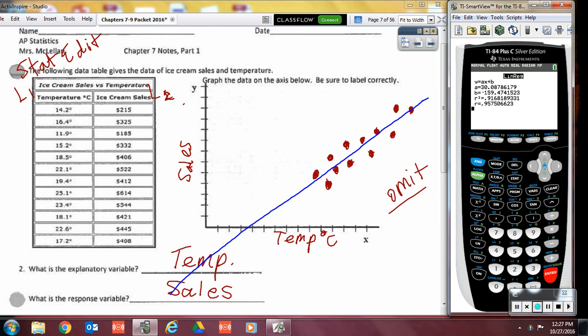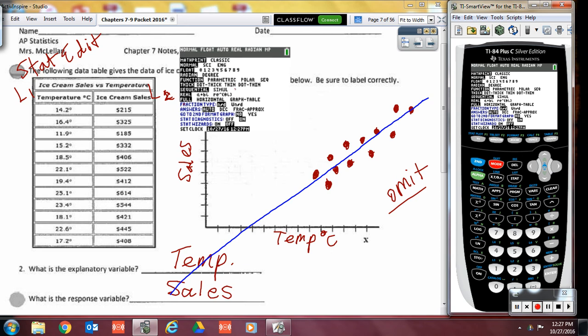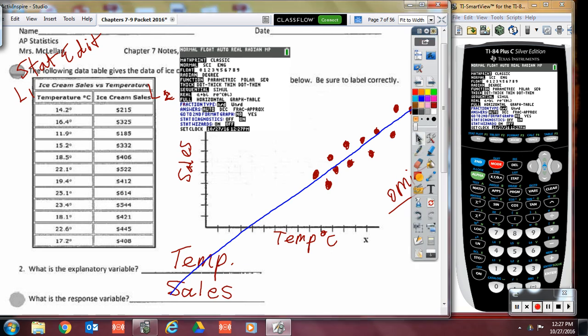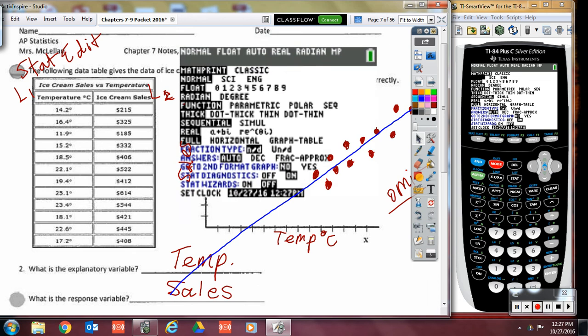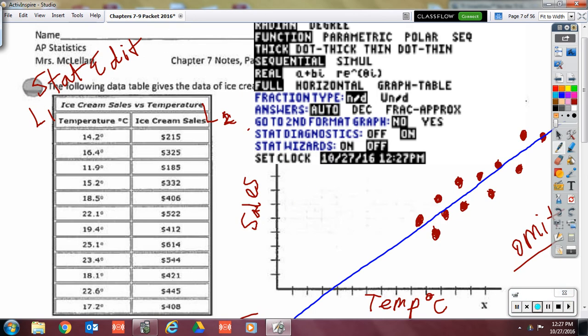if you have a newer calculator that has an updated operating system, then you go to mode, and one of the options down here is to look at the stat diagnostics. If you take a look down at the bottom, you've got stat diagnostics on or off. That is what will give you the R and the R squared.